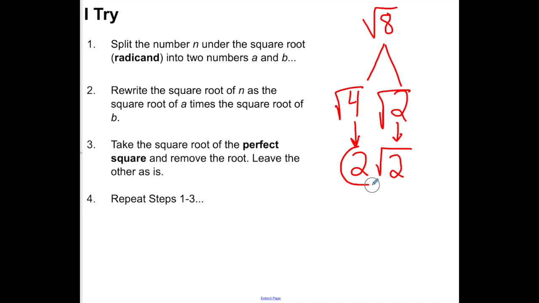And so what I have is 2 times the square root of 2, which is exactly the same thing as the square root of 8. And so we would consider 2 square root 2, that's how we'd pronounce that, as the most simplified version of the square root of 8.